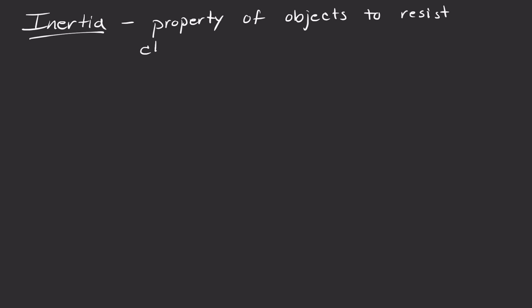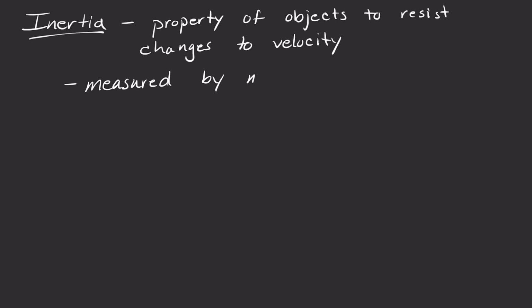So Newton's first law is called the law of inertia, but we don't know what exactly this word inertia is, so we'll define it. Inertia is the property of objects to resist changes to their velocity. So objects don't want to change their velocity, and that's why it requires forces to change their velocity. And the way we measure inertia is by the mass. So that's why mass shows up in Newton's second law.